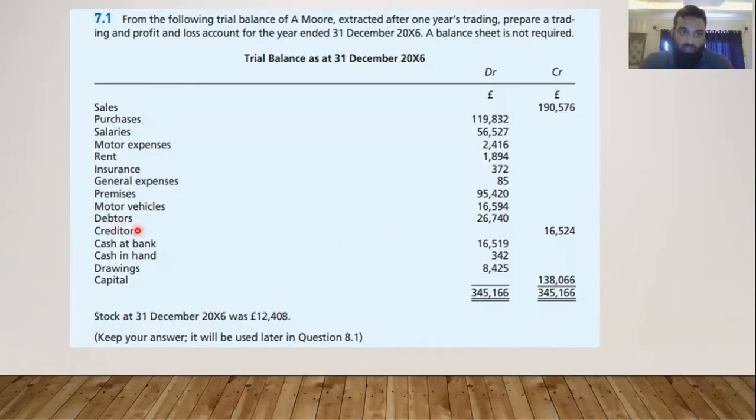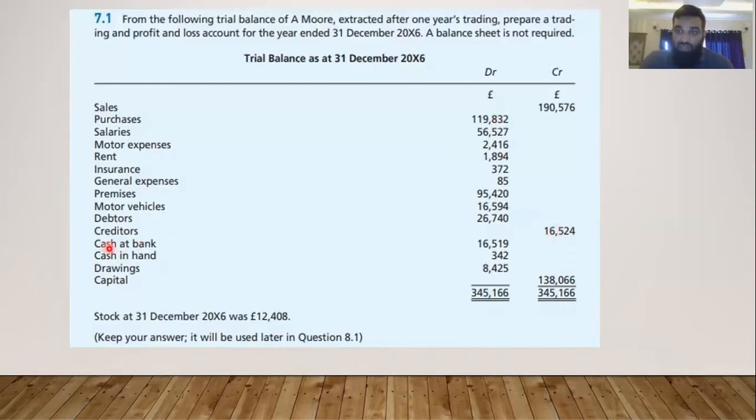By the way, the debtors amount, the amount that customers owe us, which is 26,000, is included in your sales, and you have already recorded sales. So there is no point of including debtors again. Debtors never come in your income statement. Similarly, creditors are the suppliers. We owe them 16,524. This amount is included in purchases when we made the purchases. So there is no point of writing creditors again after the purchases. Remember, we recorded purchases as a part of cost of sales. So creditors never appear in the income statement.